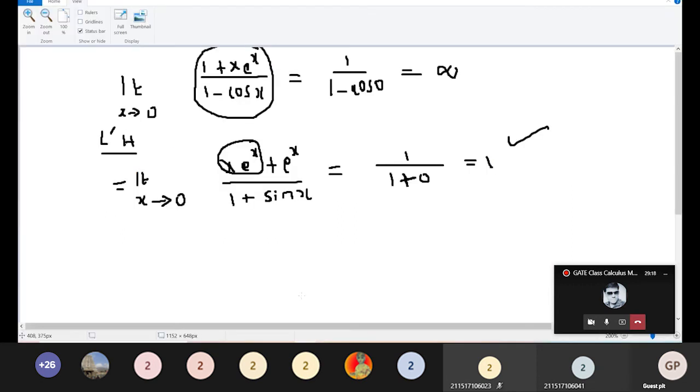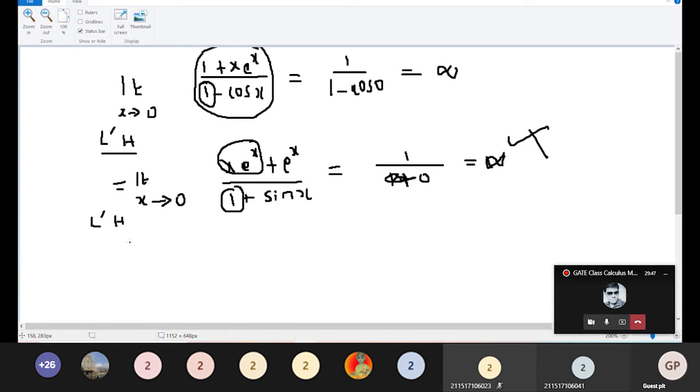Yes, here I made a silly mistake. Can you tell me what mistake I made here? Differentiating the denominator, I made the mistake, because the differentiation of 1 is 0. But 1 is not 0, sir. Yes, sir, that mistake I made. So this will be 1 by 0, again infinity. So this is wrong. So one more time we have to apply.